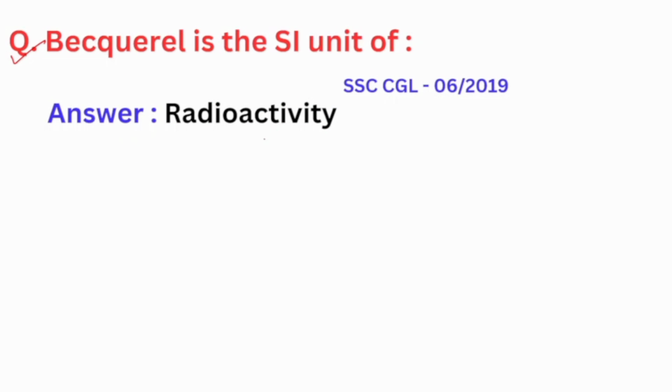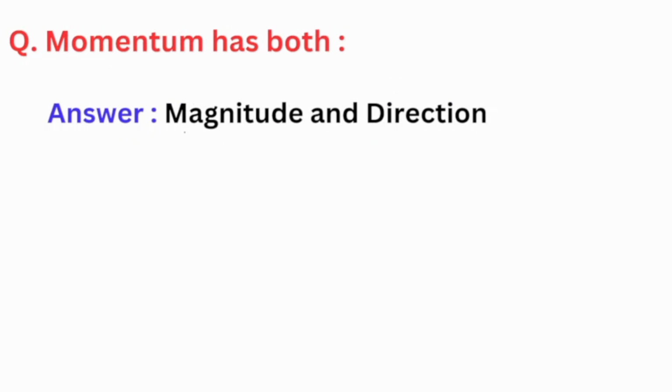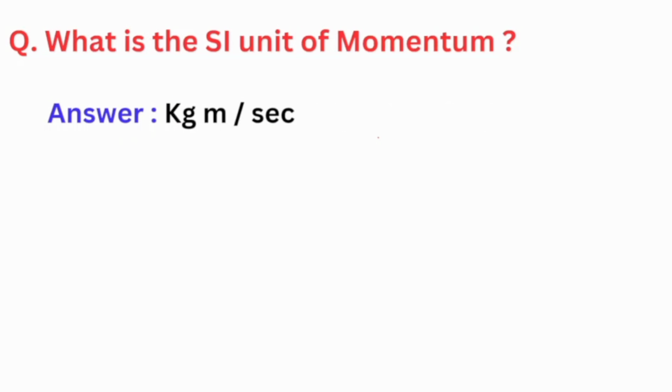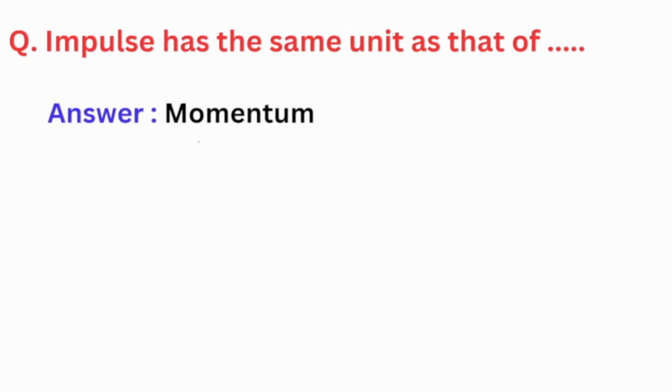Becquerel is the SI unit of radioactivity. Momentum has both magnitude and direction. What is the SI unit of momentum? As we know, the momentum is measured as a product of mass and velocity, and its unit is kg meter per second. Kg stands for mass and meter per second stands for velocity. Okay. So next is impulse has the same unit as that of momentum. So momentum and impulse share the same units.